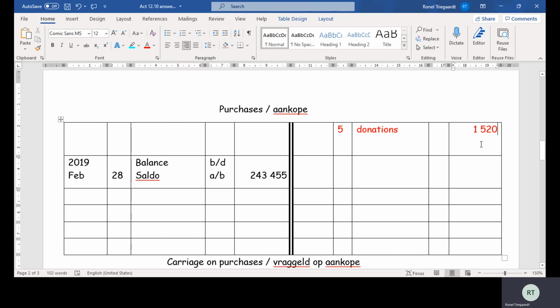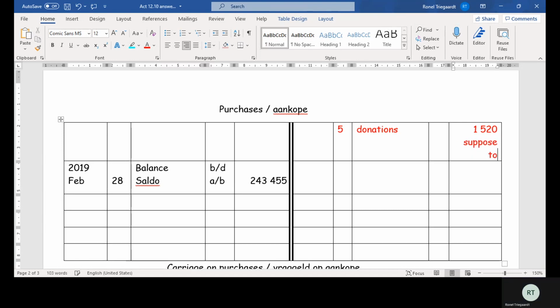Okay. Now that amount is wrong. That amount was supposed to be, what was the amount? 950. Can you see that the amount is way too big? Can you see that? Are you fine? So what must I now do? I must put the difference inside purchases on this side so that I can cancel the mistake that I made.